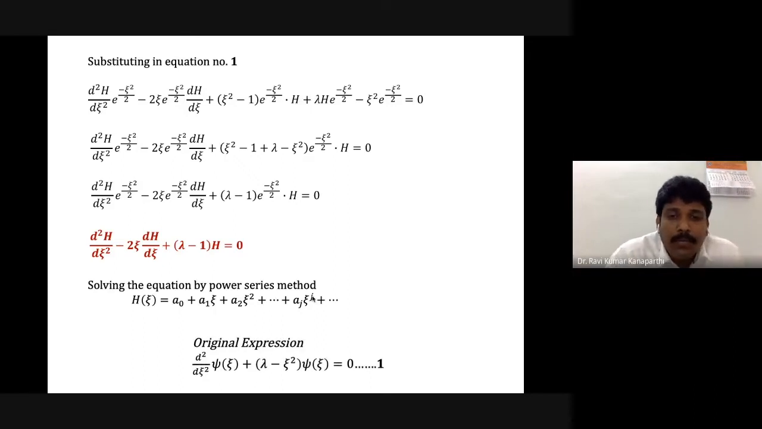We have this differential equation, right? And now h of z, we are saying, is expressed in terms of an infinite power series. Now what are the terms here? The terms are d square h by dz square minus 2z dh of z by dz plus lambda minus 1 multiplied by h of z, which is equal to 0.